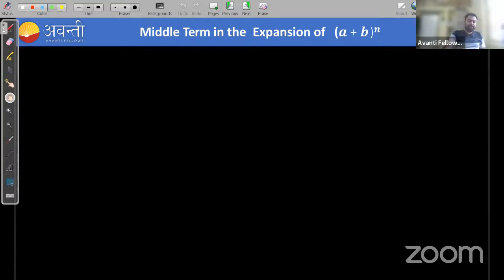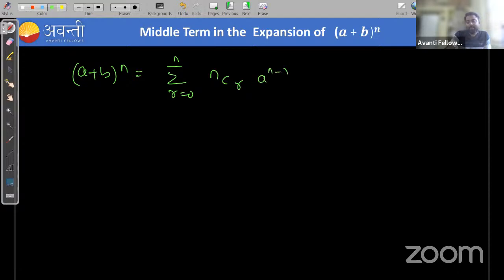We are considering the same expansion. Suppose I am taking a plus b to the power n. What is the expansion of this? We know, that is summation r is equal to 0 to n, nCr a to the power n minus r and b to the power r. So this is my expansion.